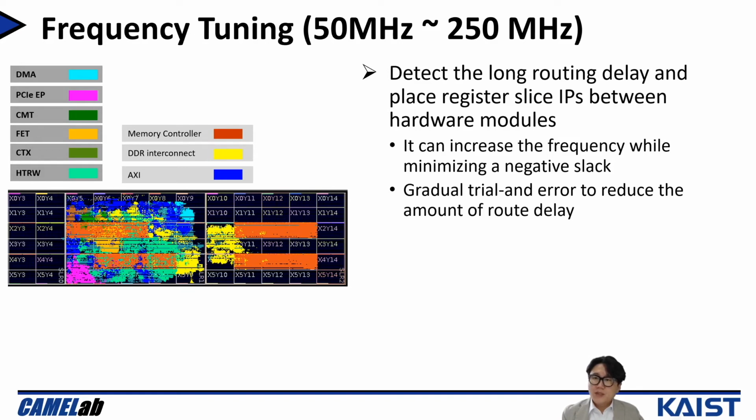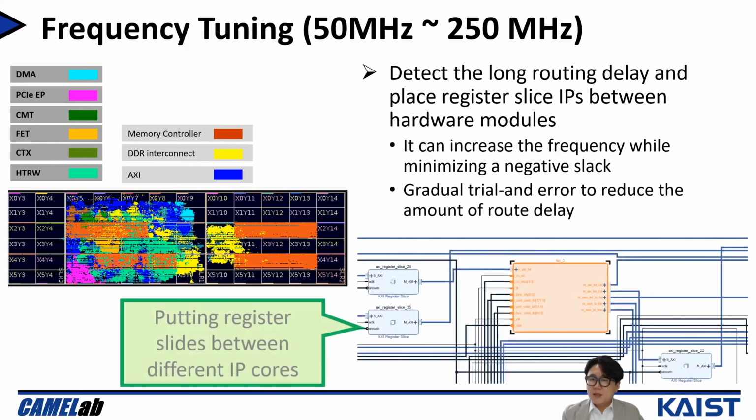We tune the operational frequencies from 50 MHz to 250 MHz for the target FPGA. This figure shows a floor plan that illustrates each component of OpenExpress. To have a high operating frequency, at the synthesis phase, we need to detect the worst-case logic routing delay as it decides the actual routing delay of our hardware model. We then split the load by placing registers to increase the frequencies while minimizing FPGA negative slack.